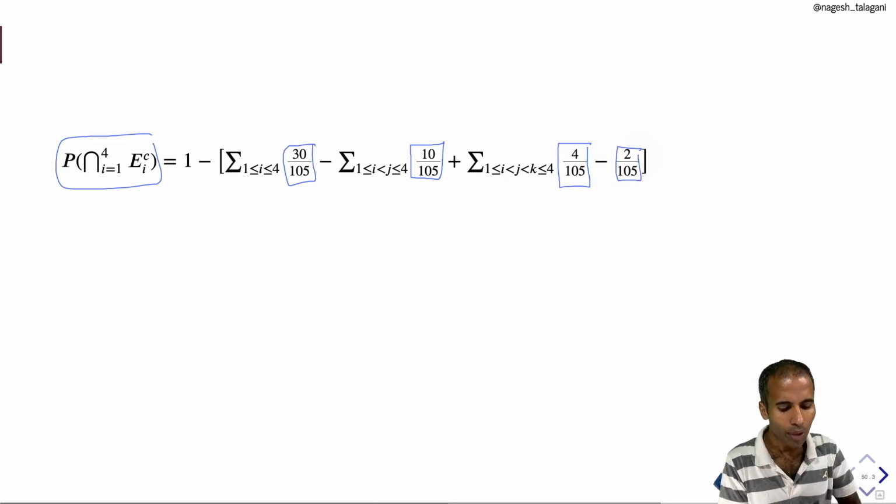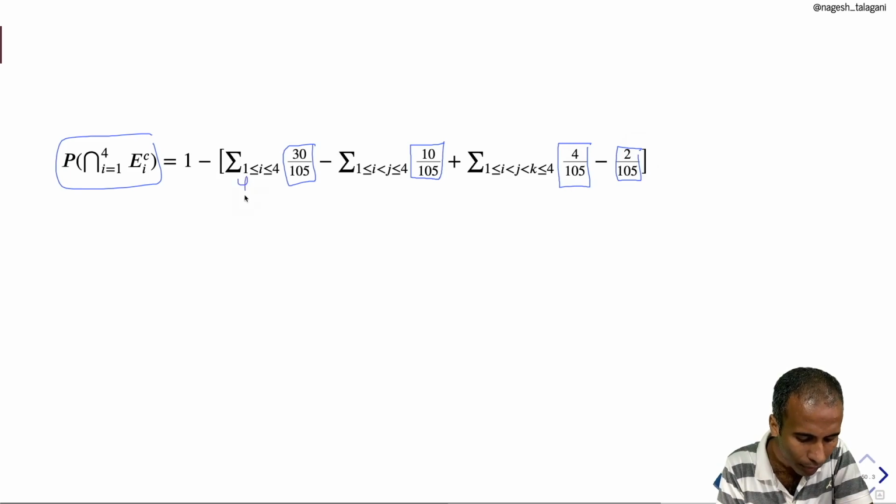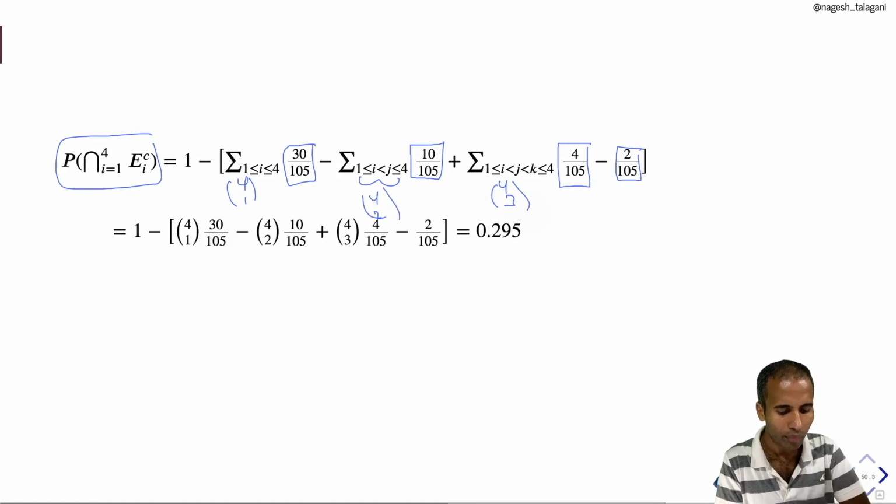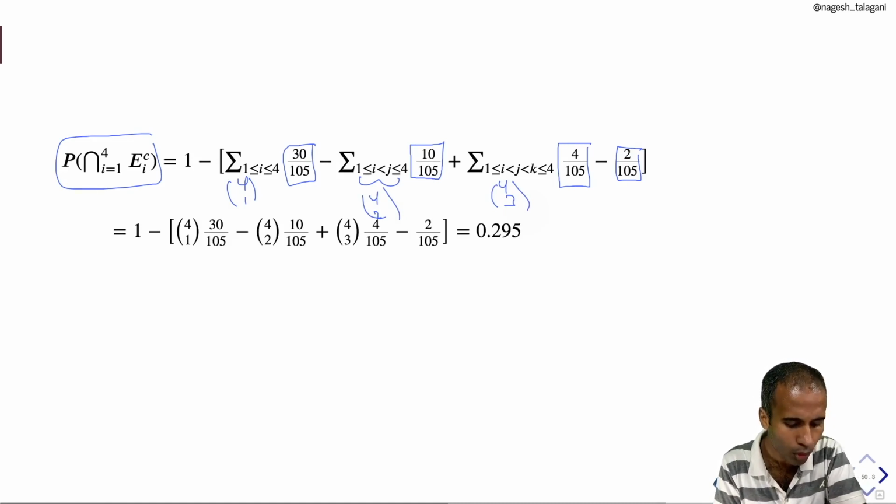Now we know that in the summation there will be 4 choose 1 terms, 4 choose 2 terms, and 4 choose 3 terms, and there is only one term for the last. So the next step we can write 1 minus 4 choose 1 times 30 by 105 minus 4 choose 2 times 10 by 105 plus 4 choose 3 times 4 by 105 minus 2 by 105. So the whole thing gets simplified to 0.295.